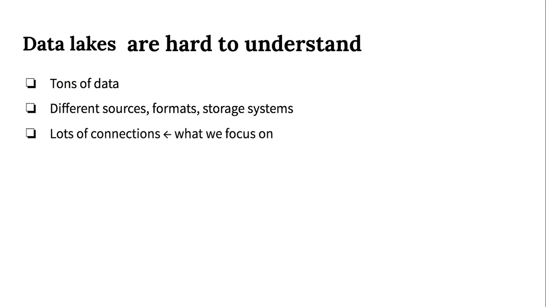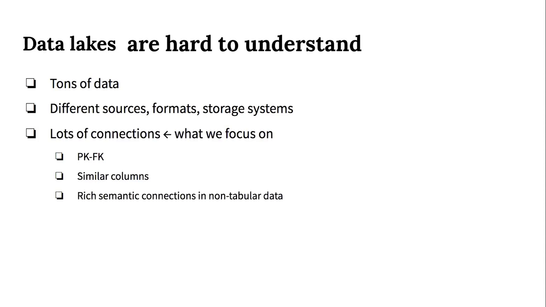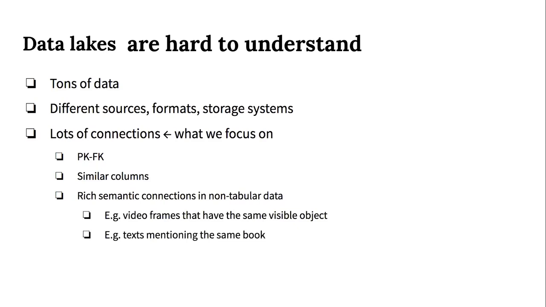More importantly, there are a lot of connections between datasets in a data lake, which is what we focus on here. For example, there can be primary key and foreign key relationships between relational tables, or similar columns between CSV files. There can also be rich connections between non-tabular datasets. For example, video frames can have the same object. So in that sense, those two videos are connected as well. As another example, two pieces of text might mention the same book. So all these types of connections are useful information in a variety of application scenarios. The question we want to ask here is how can we let the user discover and navigate those connections easily?